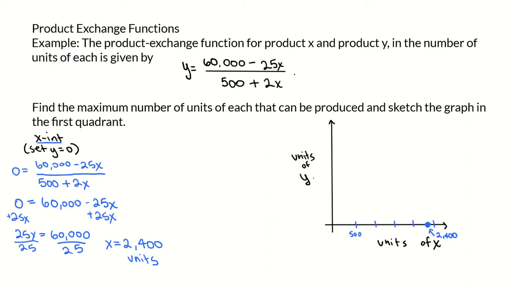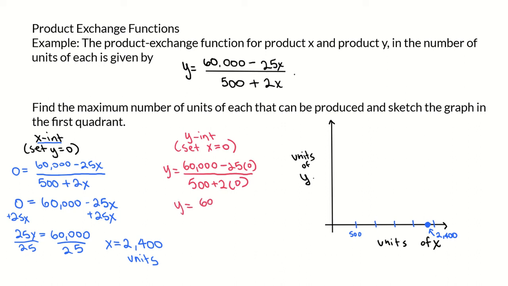Okay, now let's find the y-intercept, which will be the maximum number of units of product y that can be produced. And to find the y-intercept, we set x equal to 0. So we get y equals (60,000 minus 25 times 0) over (500 plus 2 times 0), which is just 60,000 divided by 500, which is 120. So the maximum number of units of product y that can be produced is 120.